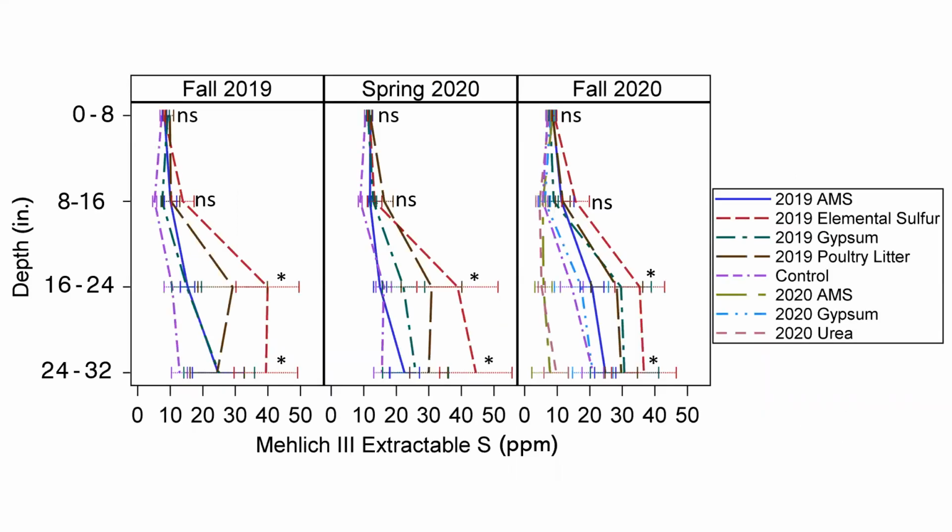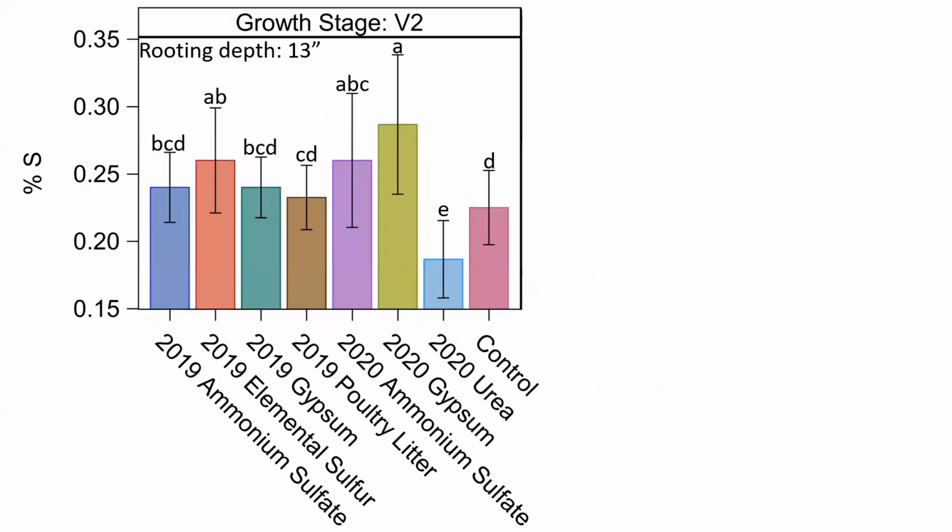In fall of 2019, spring 2020, and fall of 2020, we collected soil samples to 32 inches in order to determine the distribution of sulfur in the soil profile. At all three sampling dates, we found that there were no significant differences between treatments at the 0 to 8 inch or 8 to 16 inch depths. However, at the 16 to 24 inch and 24 to 32 inch depths, treatments which received sulfur generally had higher sulfur content even after 2 years of crop production.